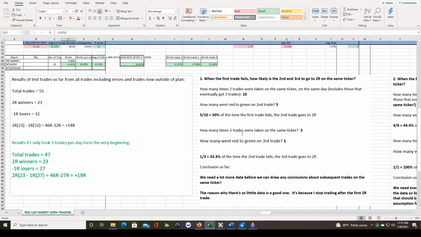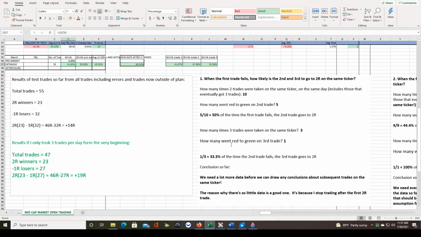How many times were 3 trades taken on the same ticker? This I just don't have enough data for. Even the 10 trades, that's not really enough to be statistically significant, but you've got to start somewhere. We're starting to collect the data now, and after we take more trades, we'll have more data. So I'm just going to keep on tracking this, and these numbers will become more and more significant as time goes on.